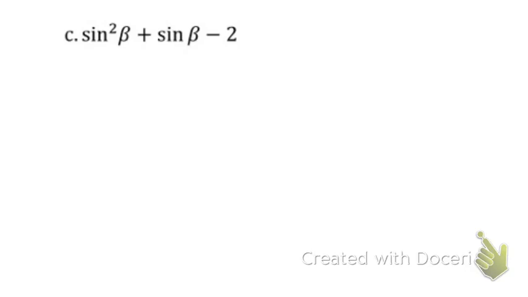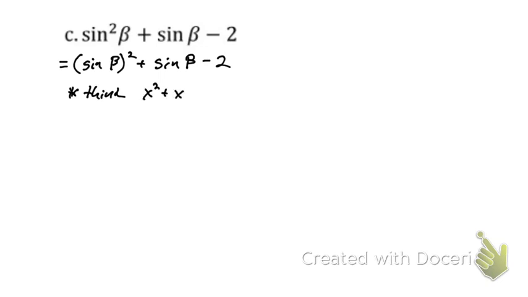All right, for our next one, we have sine squared beta plus sine of beta minus 2. Well, just remember how you could think about this. This is really sine beta squared plus sine beta minus 2, which you can kind of picture as, or when you're thinking about it, if this helps you at all, think x squared plus x minus 2. That's what I want you to think about.